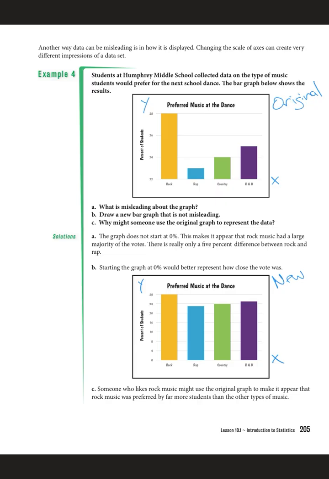So, anyways, it's really important to display your information as accurately as possible so that people can make really good objective decisions based on the numbers. Okay, let's take a look at the next page.